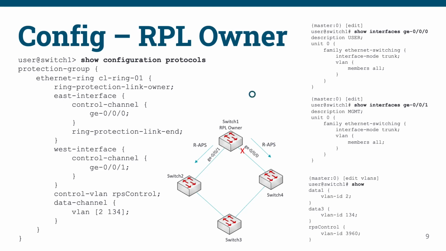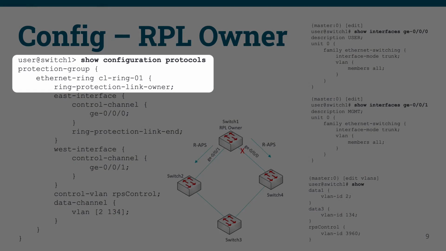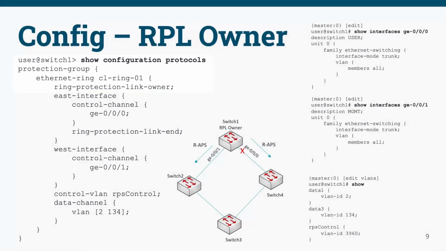ERPS is configured in the edit protocols protection-group ethernet-ring configuration hierarchy. First, we have the name of the ring configured here as CL-ring-01. We see that this node is configured as the RPL owner with the ring-protection-link-owner configuration command.